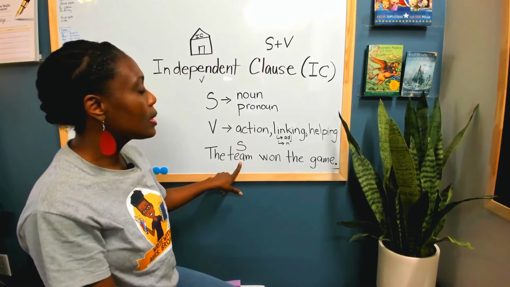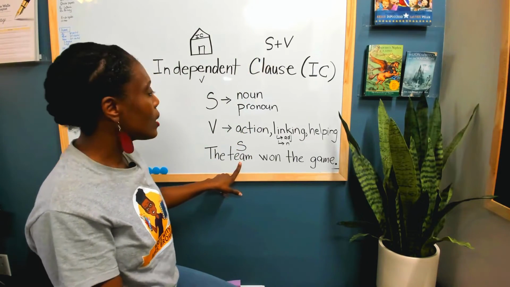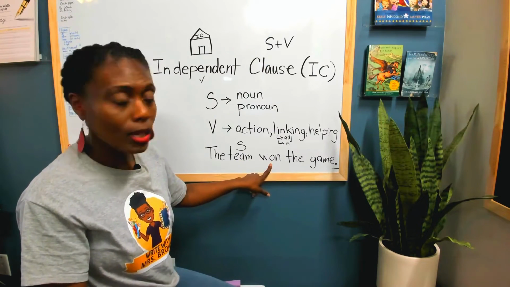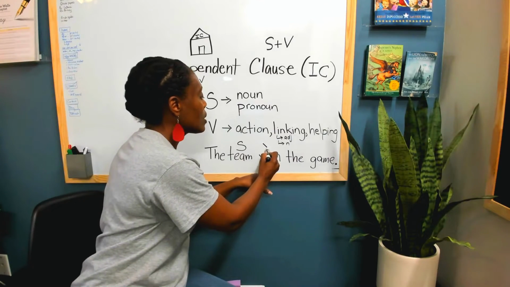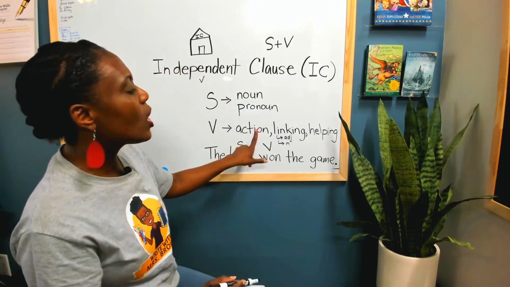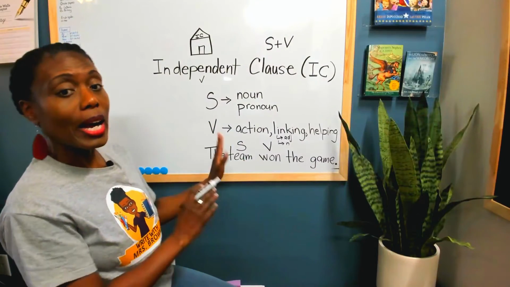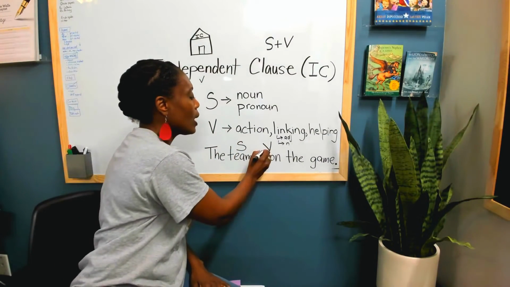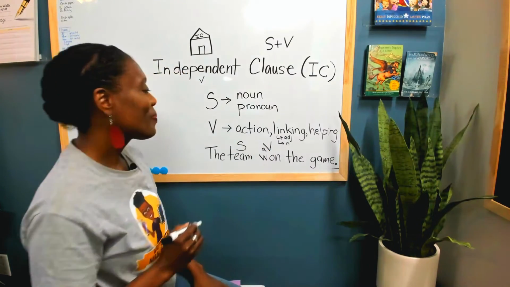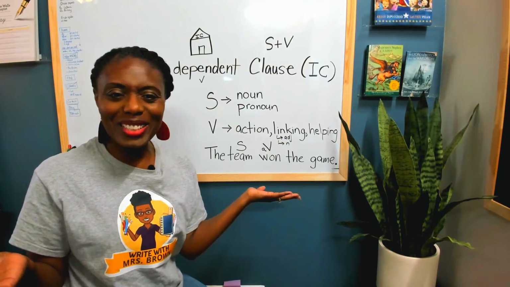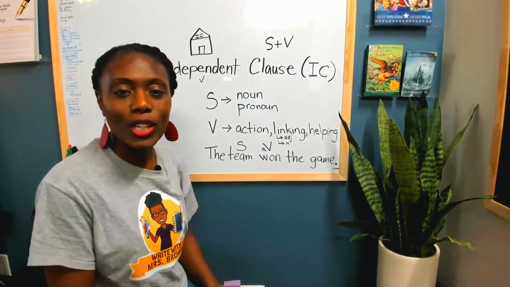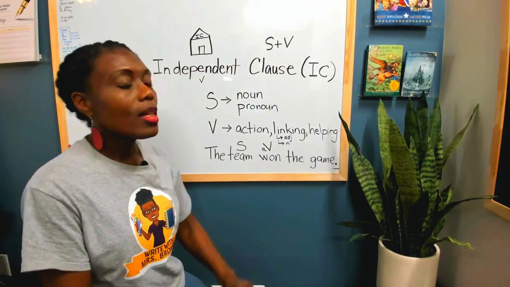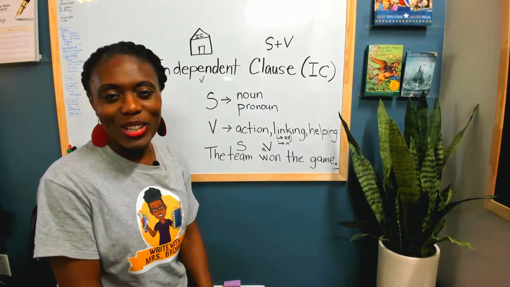All right. What is being said about the team? Is there an action that they performed? Yes, they won. Won. So this is our verb. And I like to also label the kind of verb we have here. It's an action verb, so just put a little A in front of it. Okay, that wasn't so hard, was it? Now you know what an independent clause is, and you know all the parts that make up an independent clause.